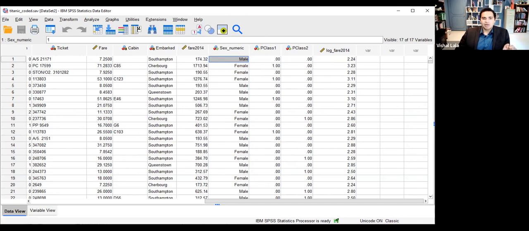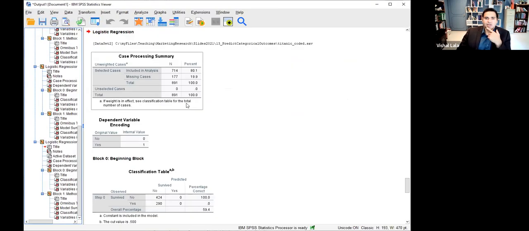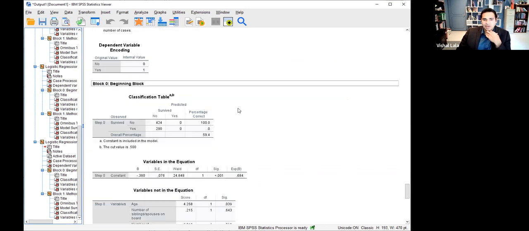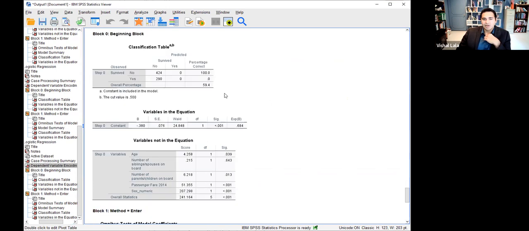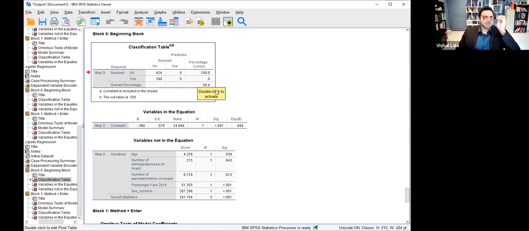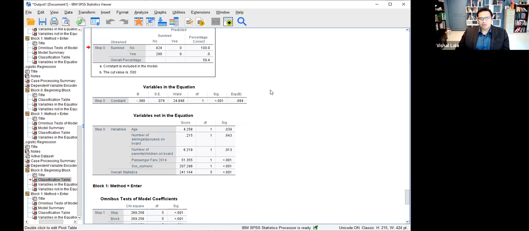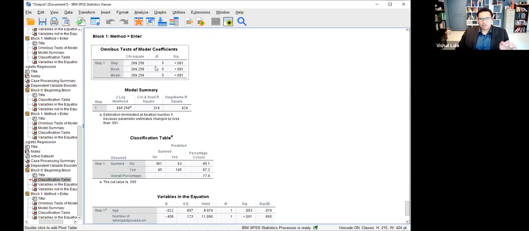Okay, so let's take a look at our output and make sense of the results we have. Our data has 891 observations, of which only 714 are complete. We have coding of no and yes for survival. Yes means it survived. No, 0, means they didn't survive. Most people didn't survive. So if you made a prediction that nobody survived, your accuracy would have been 59.4%. We'll focus here on block 1, which is the crux of what we're looking for.